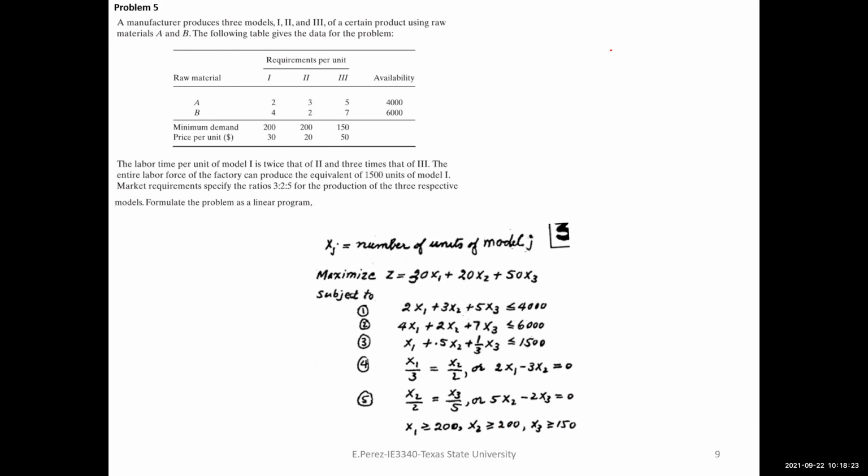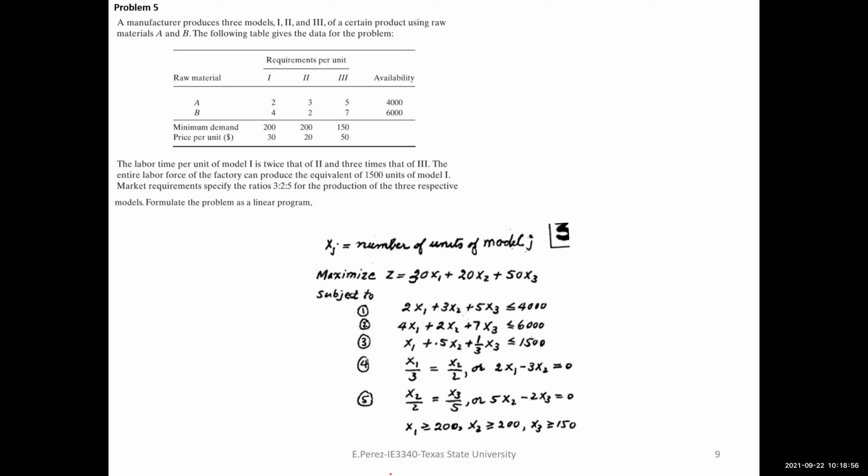In this one, we have 3 models and a certain product using raw materials A and B. The following table gives the data for the problem. So the requirements per product in terms of raw materials and the availability of the raw materials, in this product, again, similar to the previous one, we have the price per unit. And in addition to that, we have the minimum demand.